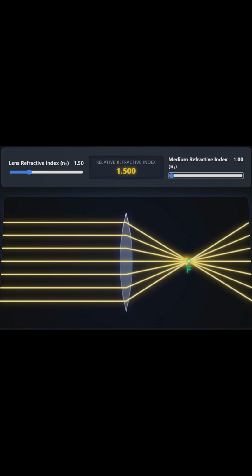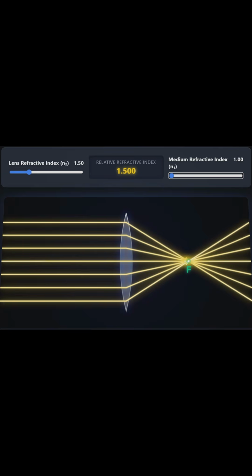Notice what happens when parallel light travels from a less dense medium, like air, into a denser glass lens. The light rays bend inward and converge precisely at a single focal point. This is the classic behavior of a magnifying glass.